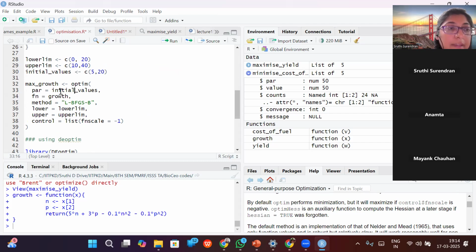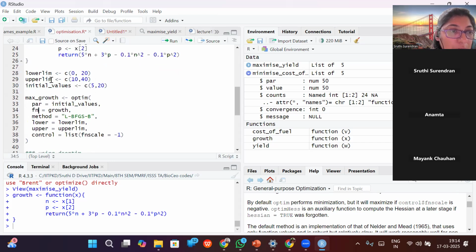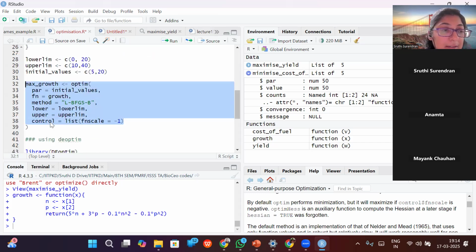So here we put the initial value of the parameters, which is given by this variable initial values. The function is this growth function that we have defined. Method is going to be L-BFGS-B. The lower limit is going to be lower limit. Upper limit is going to be the upper limit that we have all defined over here. Control is going to be again fn scale of -1 because we want to maximize the growth.